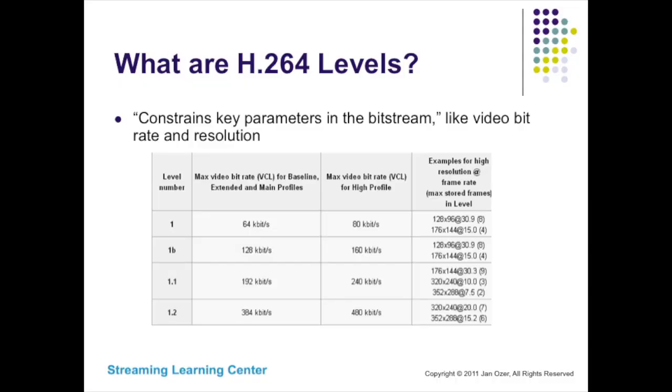And when I talk about levels, levels are basically layers within the profiles that can constrain key parameters. And by key parameters, I mean the resolution and data rate. So if you want to encode for an iDevice, you say, what profile does it support? What level does it support? If you're encoding for HTML5 playback on computers, you typically don't have to worry about profile or level, because all the HTML5 browsers can play back any profile, any level. So if you're producing for iDevices, it's something you need to know about. If you're producing for HTML5 playback, it's not an issue.